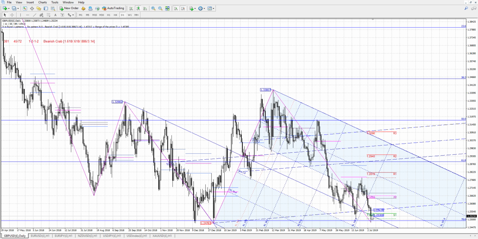So if we test this 1.2493 this week and we drop below, that's going to be quite bearish.